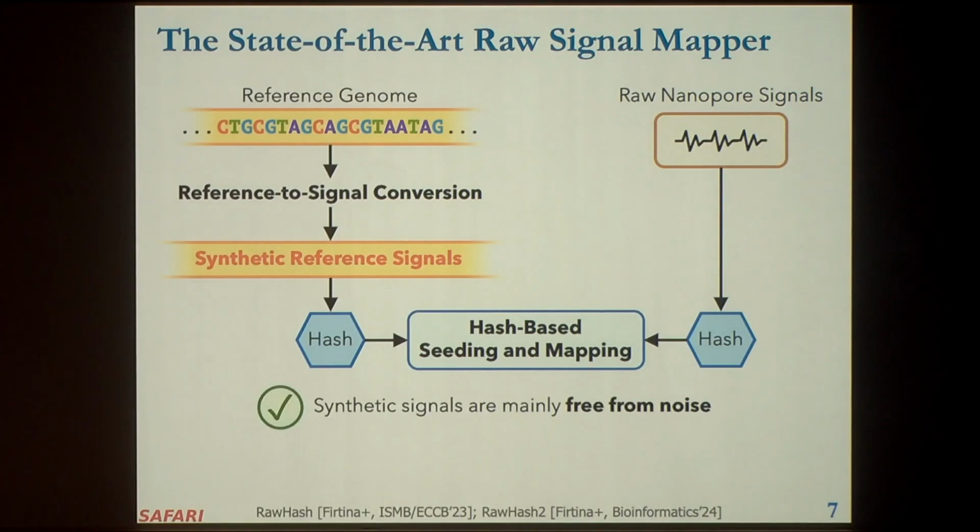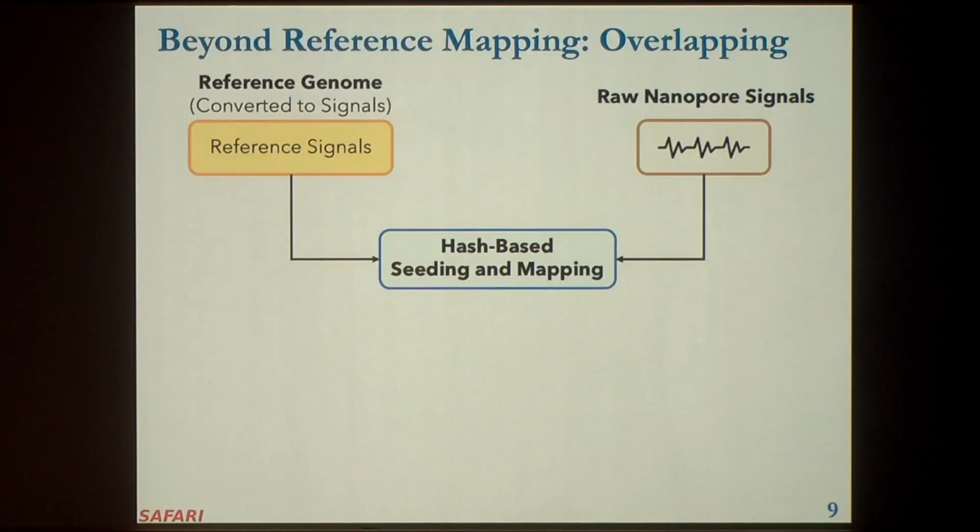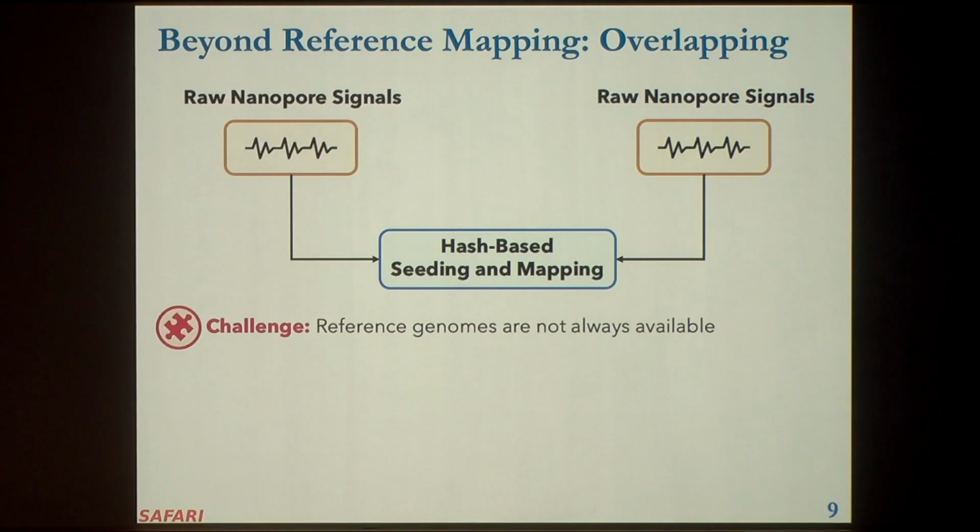The synthetic signals that we're using for the reference genome are mainly noise-free. They don't necessarily contain the errors that nanopore sequencing contains. But in order to perform this analysis, you need to have a reference genome to perform the mapping. So we find that the existing solutions cannot analyze raw signals directly without a reference genome. If you want to go beyond reference mapping, what you can do is overlapping. Because, for example, the reference genomes may not be available, or you may want to perform reference-free analysis.